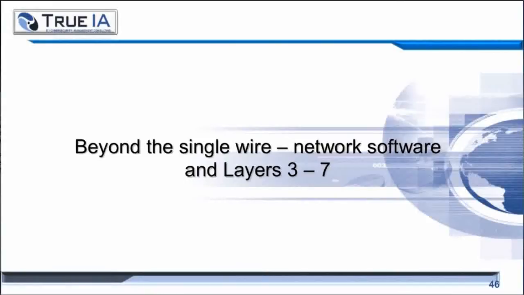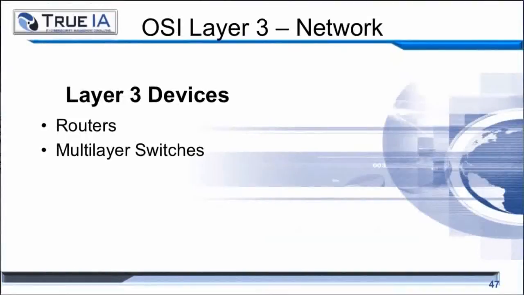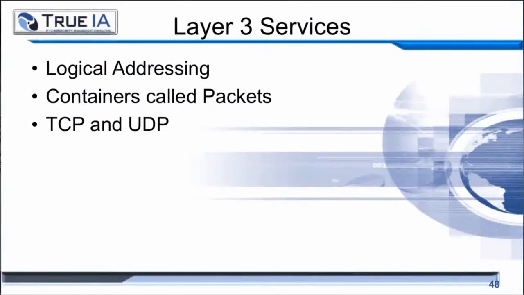Next, let's continue watching our data flow across the network. We're now at layer 3. This is the network layer. This is where routers and multi-layer switches live. This is the layer that handles logical addressing. Containers, called packets, are what reside in this layer. We're no longer necessarily within frames.